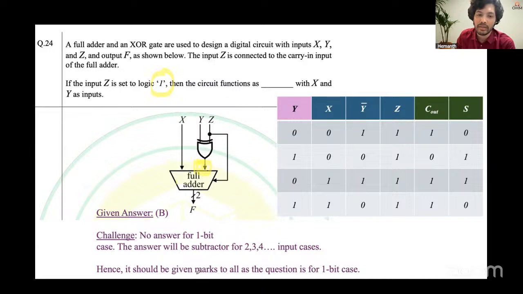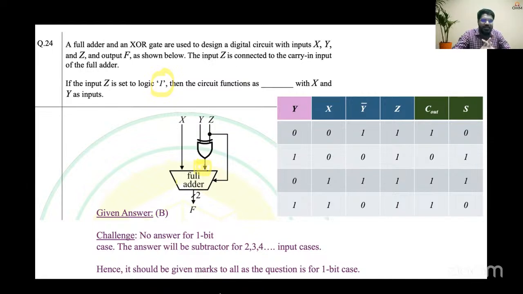Because a 1 bit subtractor or 1 bit 2's complement numbers is not possible. The simple logic is that in a 1 bit scenario, 2's complement is not possible, and hence for this particular question, there is no possibility that the answer is subtractor.